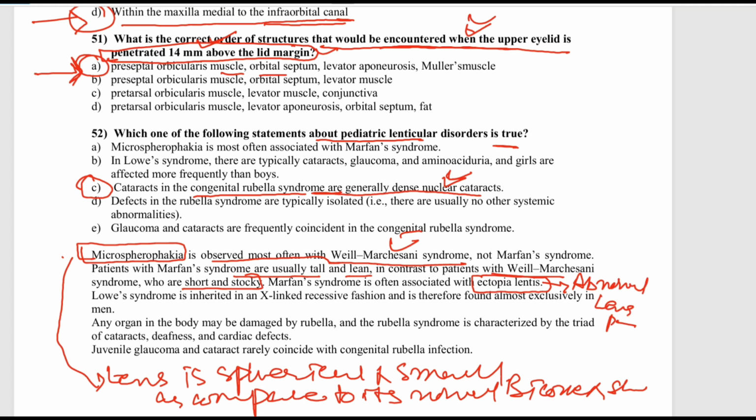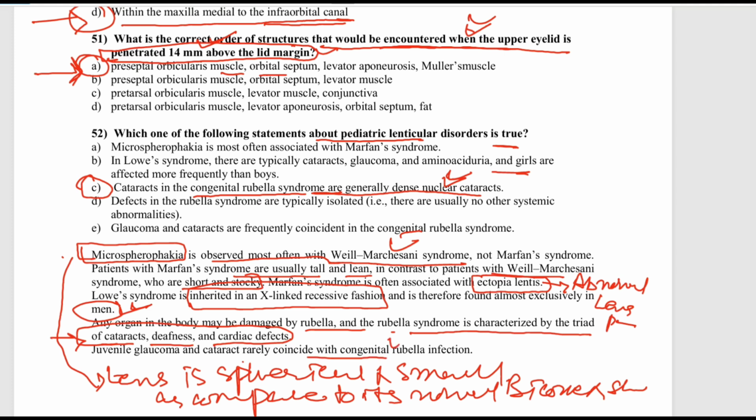Lowe syndrome is inherited as an X-linked recessive fashion. So it will be more common in men only. Okay, there was written that girls are affected. Any organ in the body may be damaged by the rubella, and the rubella syndrome is characterized by the triad of cataract, deafness, and the cardiac defects. Please remember this triad of rubella syndrome. Juvenile glaucoma and the cataract rarely coincide with the congenital rubella infection.